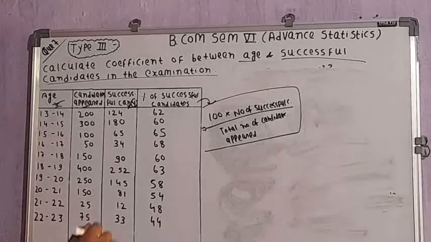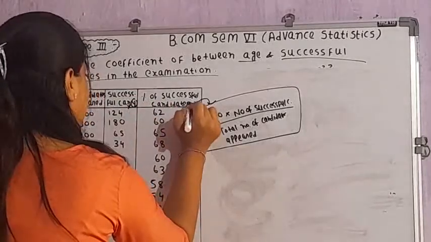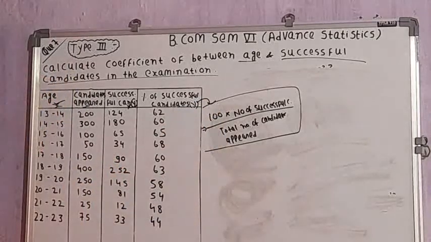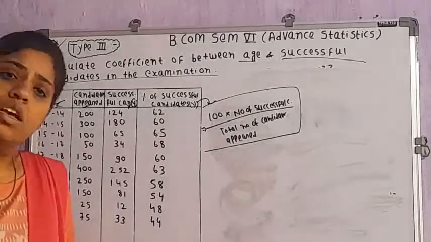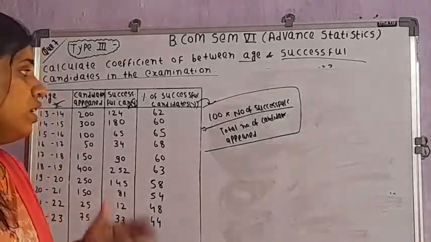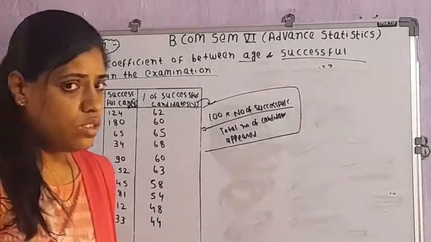Now we have both age as well as successful candidates, means we have both X series and Y series. Now what's going to be the next step? Next step would be the calculation of coefficient of correlation. So we will calculate the coefficient of correlation for this given series. So let's move on.